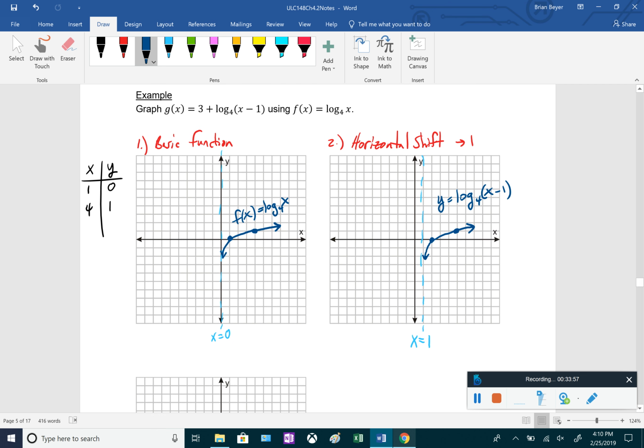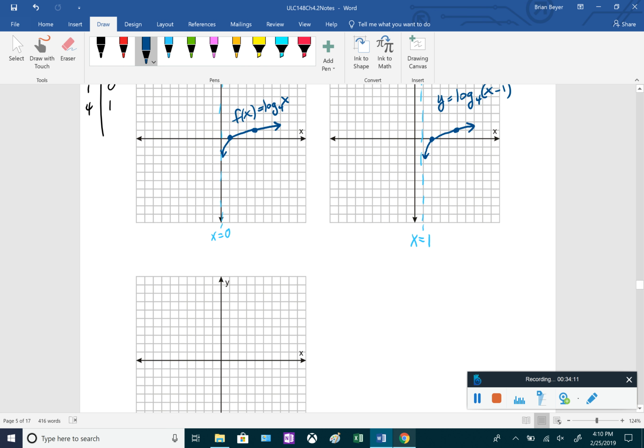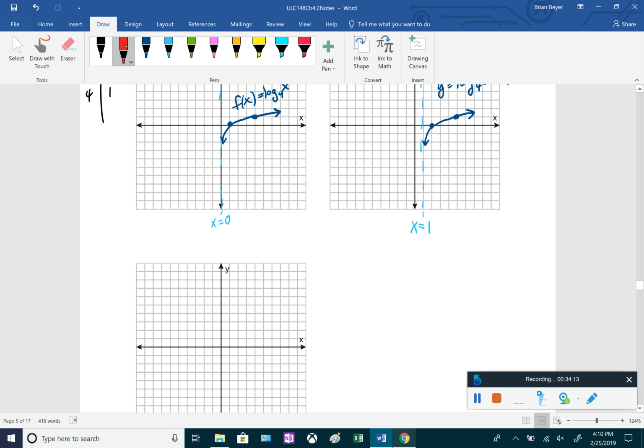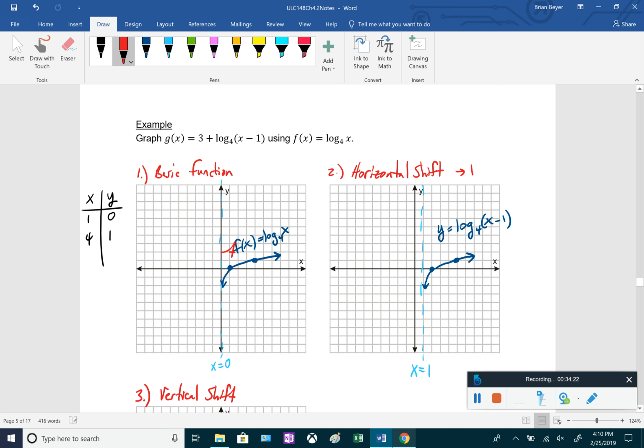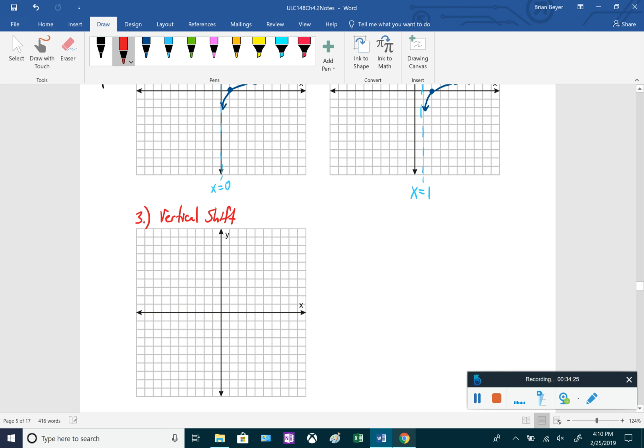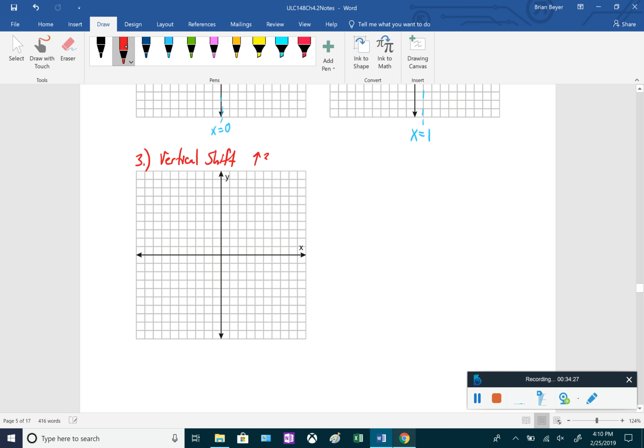So normally, remember, we would check for, so horizontal shift first, stretching and shrinking next, reflections third, and vertical shifts fourth. There are neither reflections or stretching or shrinking, so we go right to the vertical shift. And for the vertical shift, it's that plus 3, so that means we're going up 3. So we're going to move everything up 3 units.